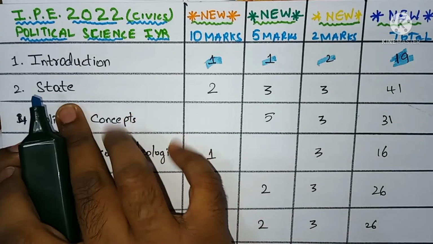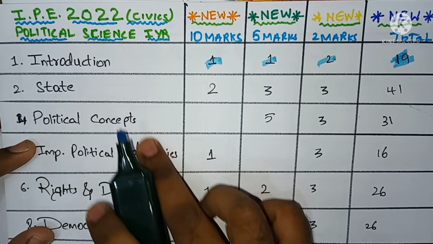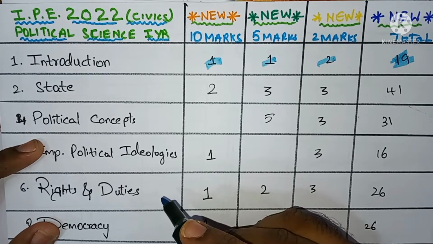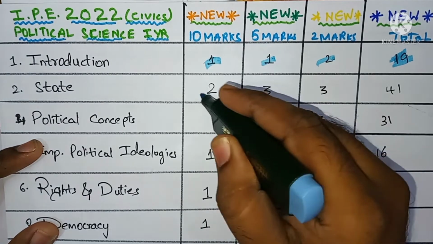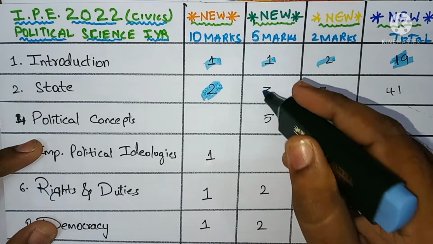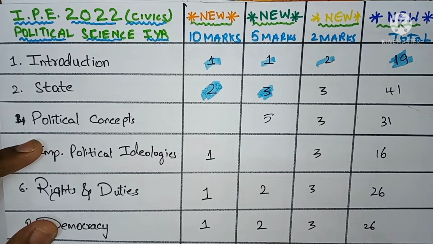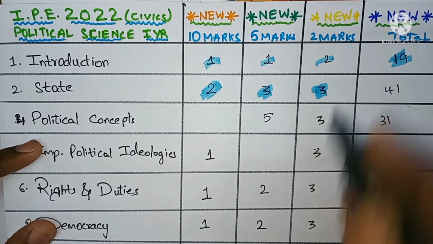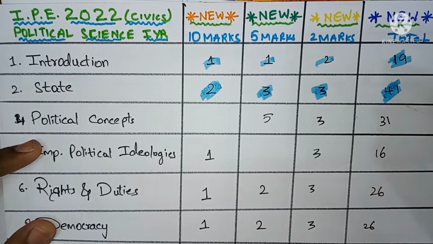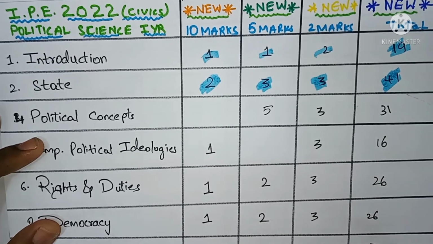The next, second chapter is State. From this chapter we are going to get two questions of 10 marks, so we are going to score 20 marks out of the chapter, and three 5 marks questions. Then three 2 marks questions. Overall we are getting 41 marks out of one chapter. Only one chapter, we are getting 41 marks. Okay, fine, let us move towards the next chapter.